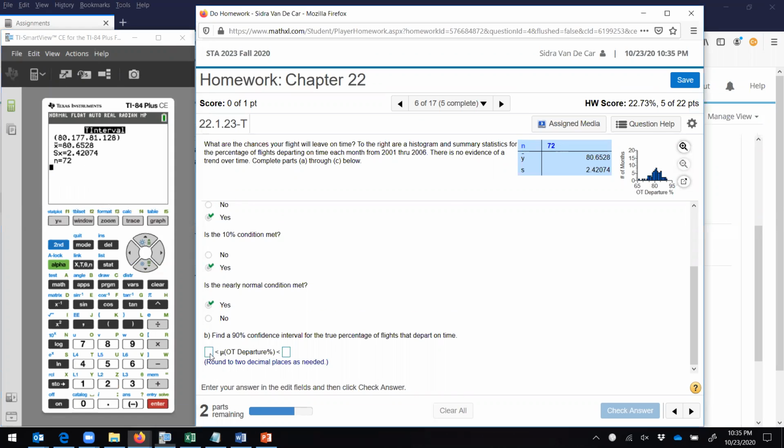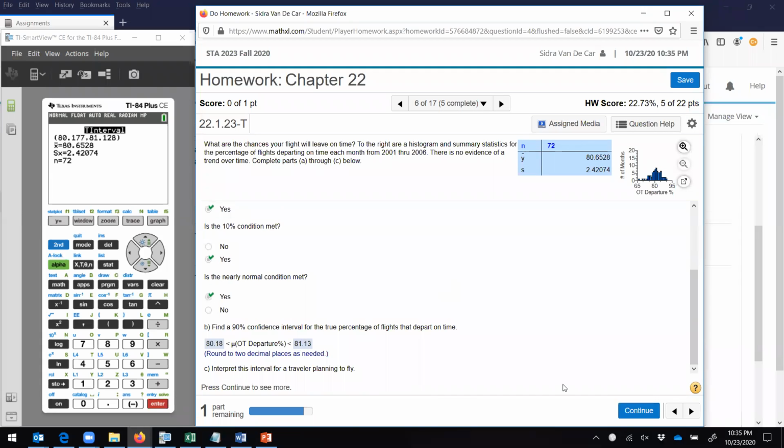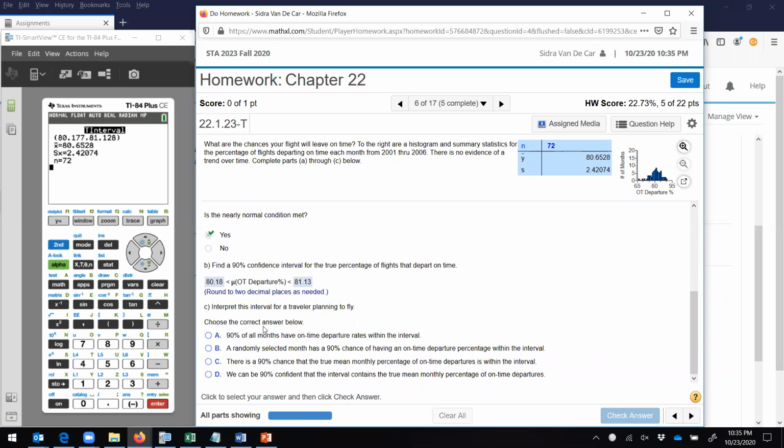So there we go. 80.177, 2 decimal places, to 81.13. Choose the correct answer. Okay, so there's a 90% chance that the true mean, you can be 90% confident that the interval contains the true mean.